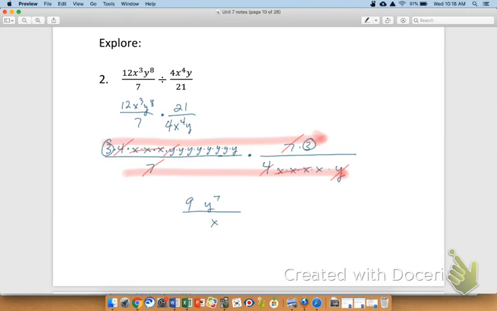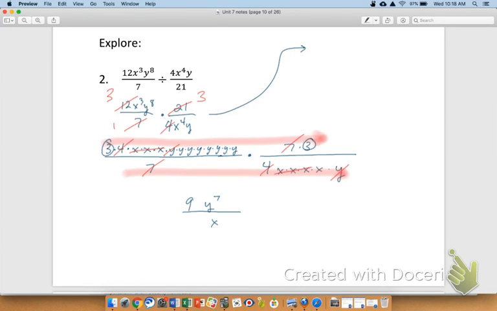Perhaps that helps. Let me show you a little bit of a shorter way you could have done this. Maybe you did it this way. You could have come up here and just canceled straight off this. Like you could have said 21 divided by 7 is 3. And you could have noticed that 12 cancels with a 4 to be a 3.